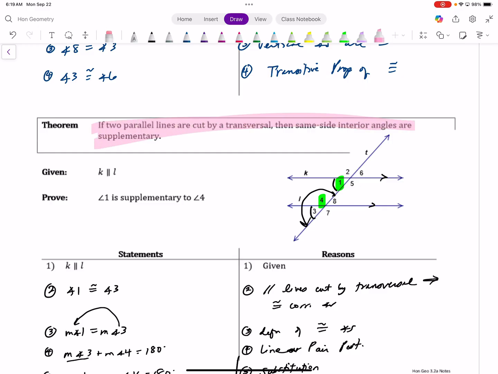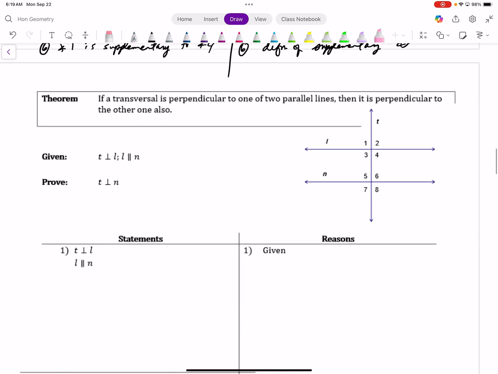If two parallel lines are cut by a transversal, then the same side interior angles are supplementary. Okay. Next theorem. Again, remember, we have to prove a theorem before we can actually use it. So even though I know you already know these things, we are officially proving them, and then we will use them to our heart's content. But you can't use a theorem unless you've actually proven it.